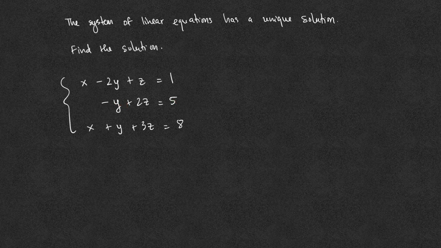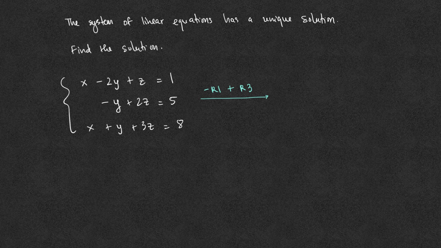Now, in this case, for the second equation or the second row, we already have negative y as the leading term, so we would leave it alone. We will try to eliminate x in the third equation or in the third row. And to do that, remember that we are allowed to multiply any row by a non-zero constant. In this case, we'll take row 1, multiply it by negative 1, and add it to row 3.